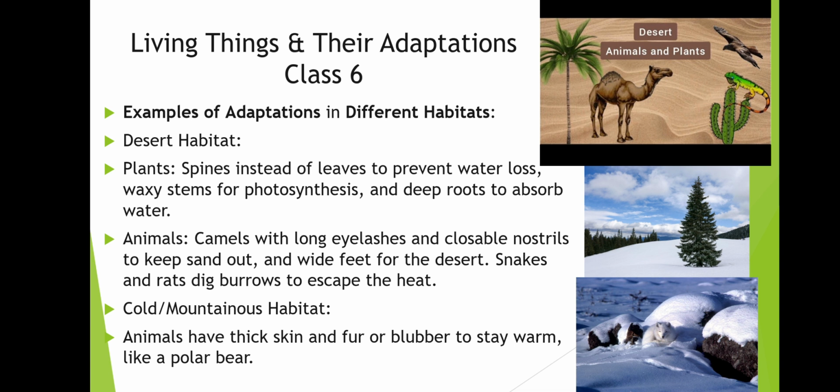Animals: camels with long eyelashes and closable nostrils to keep sand out and wide feet for the desert. Snakes and rats dig burrows to escape the heat. Cold mountainous habitat. Now you can see here the pictures of cold mountainous habitats, plants as well as the animals. Animals have thick skin and fur or blubber to stay warm, like a polar bear.